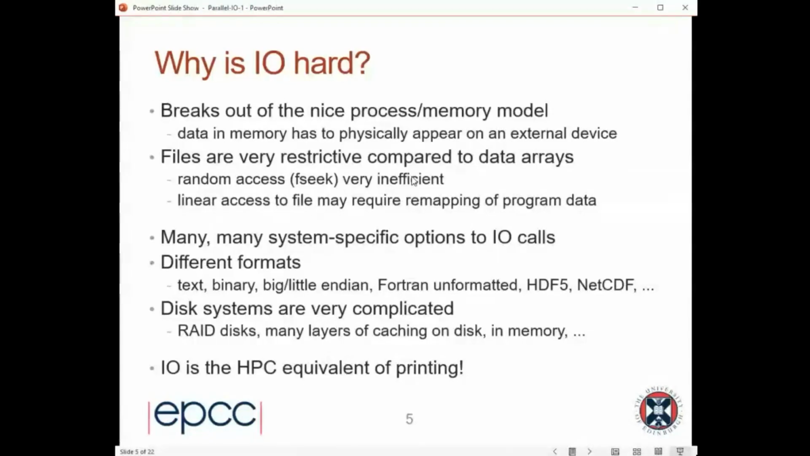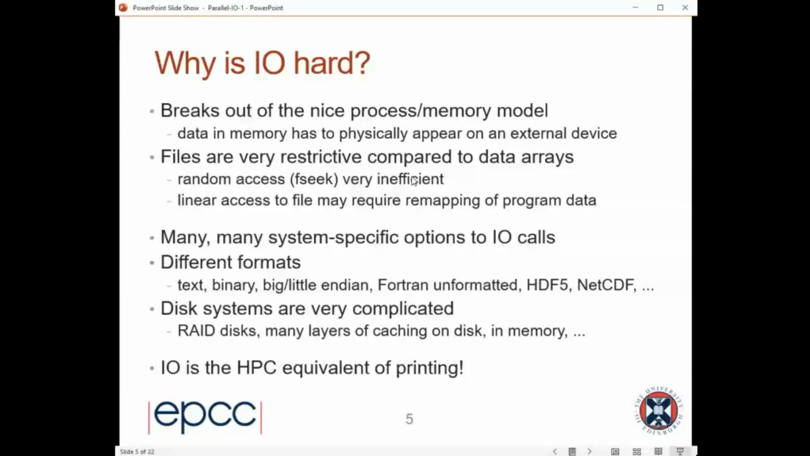Files are very restrictive compared to data arrays. We'll see random access is very inefficient. You can skip around and access a 2D array in memory quite at will, whereas files very much have linear access. If you're seeking around to different places in the file, it's very inefficient. Because of this linearity, your program data may have to be remapped and altered to be sensible to write to file.